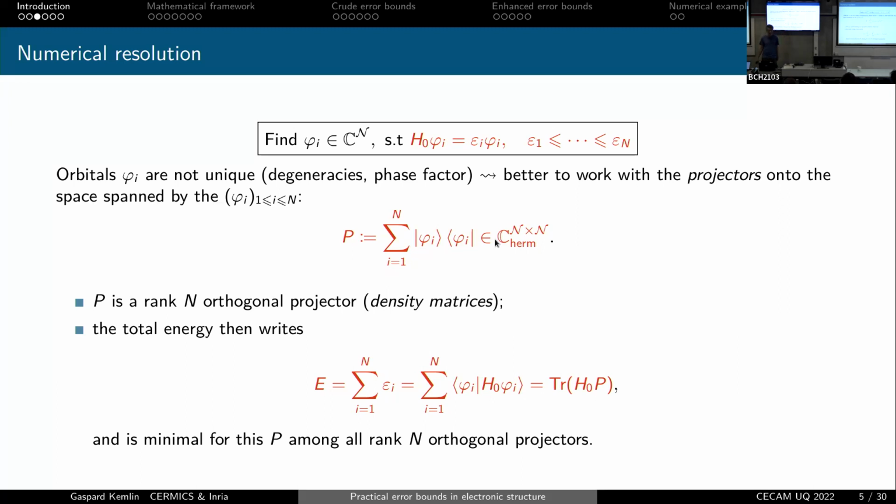It is nice for the mathematical analysis, but we will never store it in a computer because it's a dense, huge matrix. So we will prefer to work with the phi_i directly, but we write everything with this P. And what is nice, for instance, is that the energy we had before, the sum of eigenvalues, we can just write it as the trace of the Hamiltonian times P in the case where electrons do not interact.